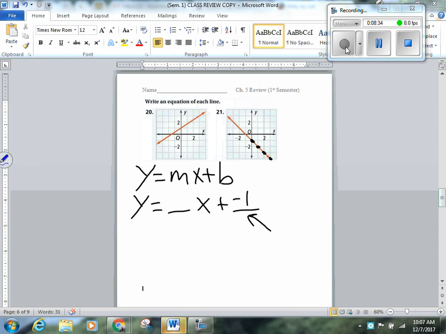So I know it goes down, so I know it's going to be a negative number. How do I get from this point to the other point? I go down 1, and then I go over 1. So the final equation is -1 over 1, which is -1, x minus 1. I really don't need that -1 there. I can rewrite it as y equals -x minus 1.